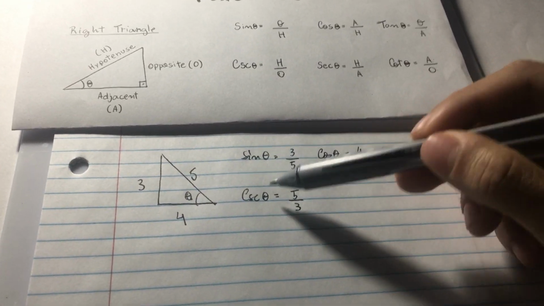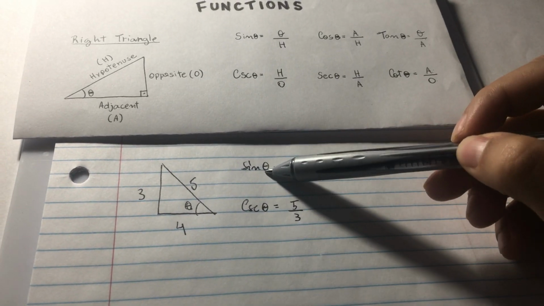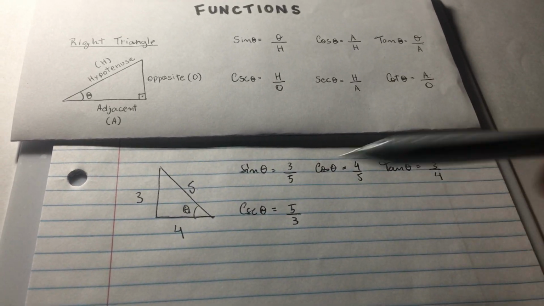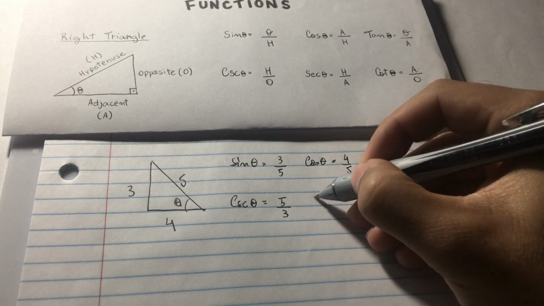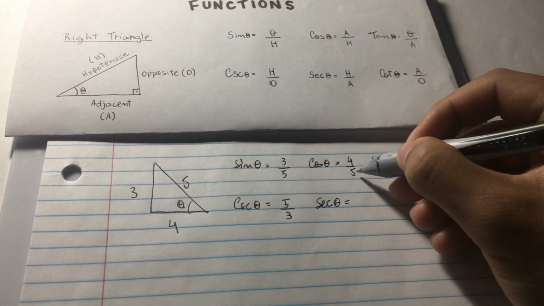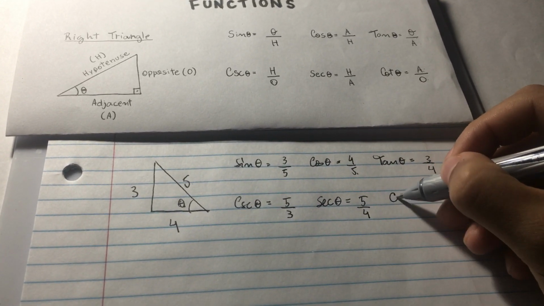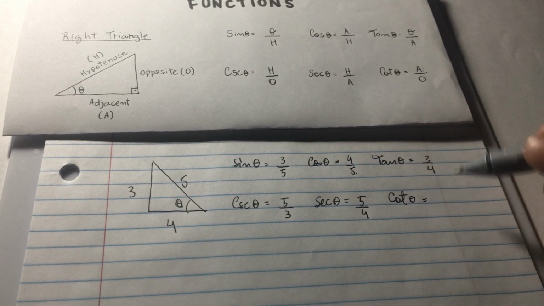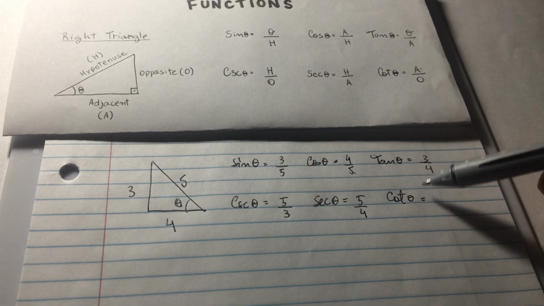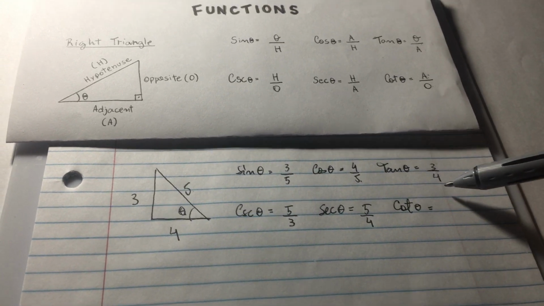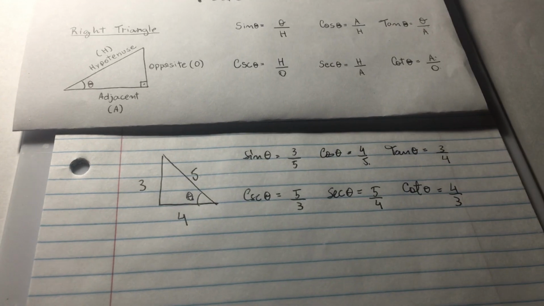Remember, if you forget cosecant, secant, and cotangent, just look at the sine, cosine, and tangent and turn the fraction around. So in that case, secant of theta would be 5 over 4. And cotangent of theta, as it says, adjacent over the opposite side, just switch tangent of theta around, 4 over 3. And you get the right answer.